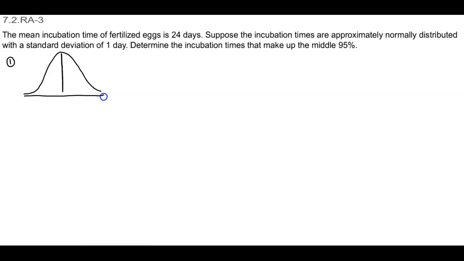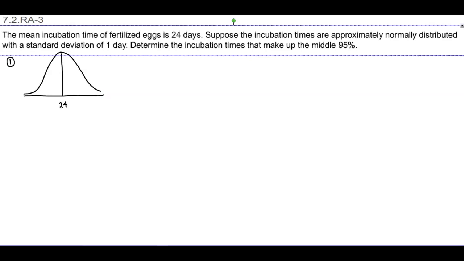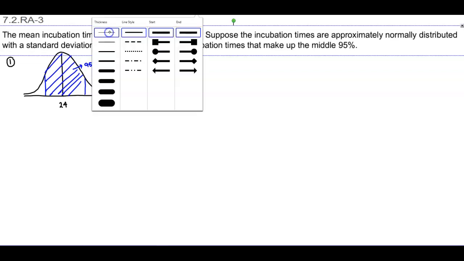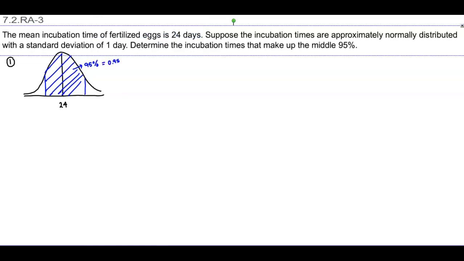Okay, we know that our mean is 24. And so what we're looking for is the middle 95%. So the middle represents 95%. So if this represents 95%, then that's equal to 0.95.